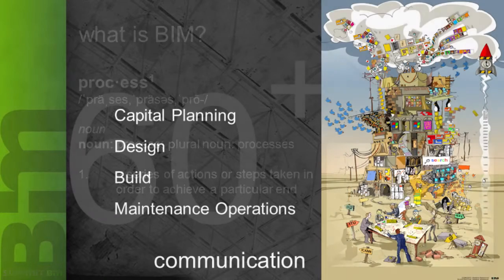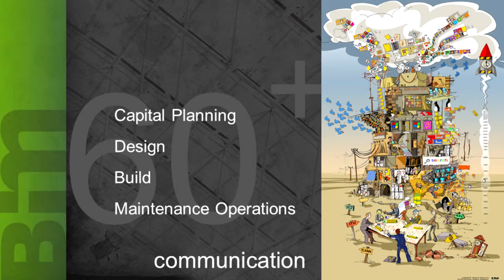The other thing you have to consider is the number of different firms involved in a construction project, from the start of capital planning, through design, through construction, and on into facilities, maintenance and operation. There's probably upwards of 60 different individual firms that all have their own way of working, their own software and their own processes, and you have to knit those together, or otherwise you just end up with the Tower of Babel.